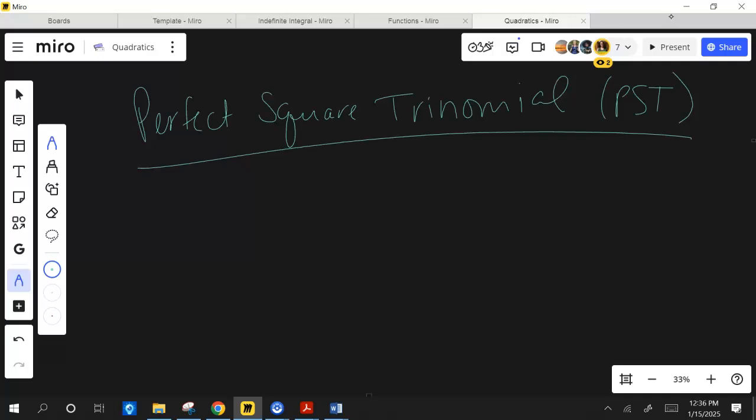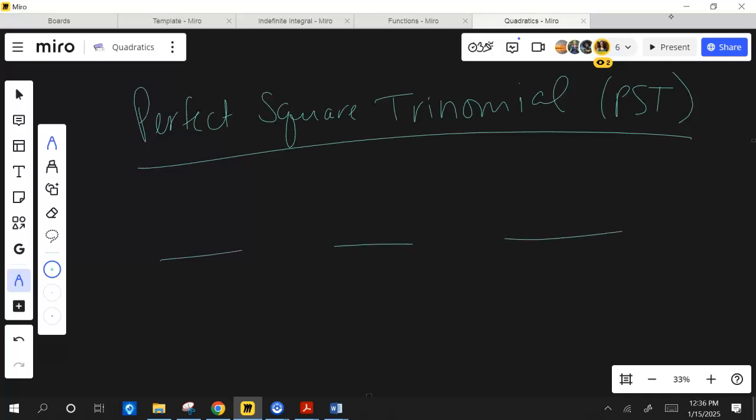Trinomial, what do you think that means? Three something, right? Three type of nomial. What's a nomial? 3 what? 3 terms. That's exactly right. All right. So I've got 3 terms here.